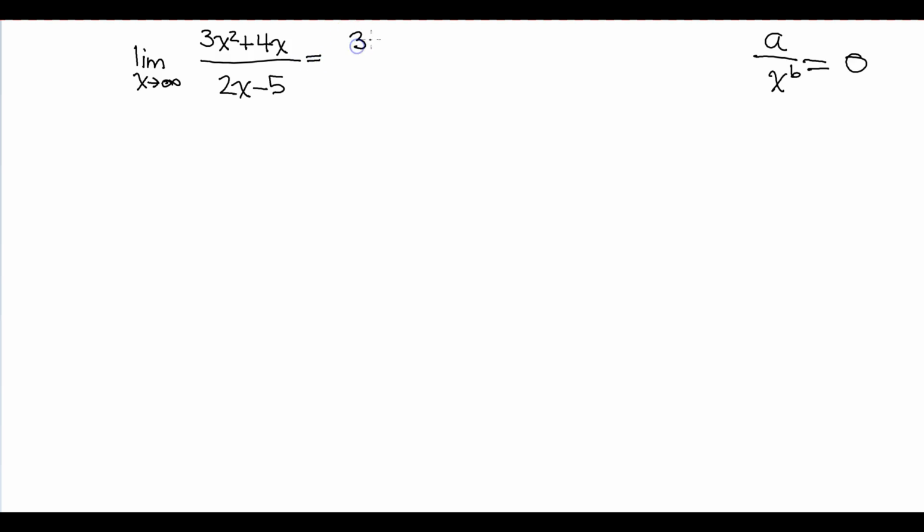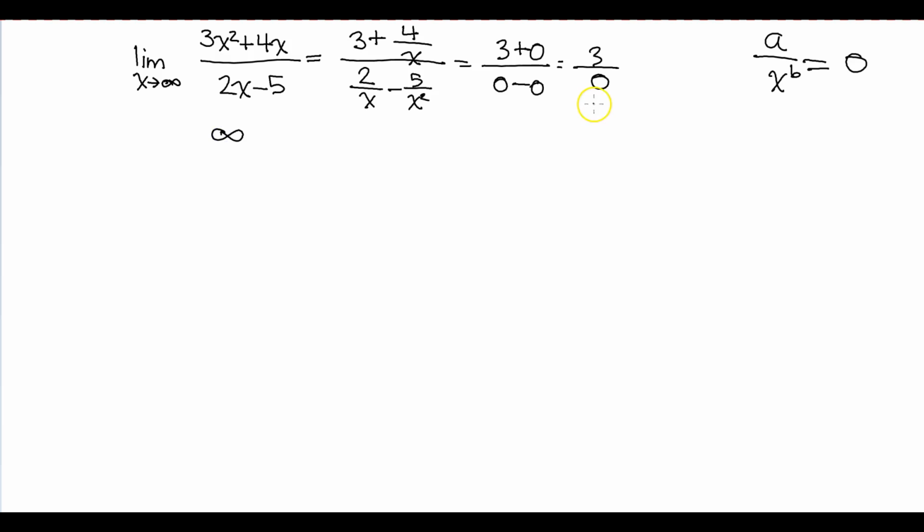So we get 3 plus 4 over x. x divided by x squared just equals x to the negative 1, or 1 over x. We get 2 over x minus 5 over x squared. You can replace these all with 3 plus 0 over 0 minus 0. So that's 3 over 0. So it will approach infinity. Okay, the limit does not approach a value. So the limit does not exist. It just goes to infinity.